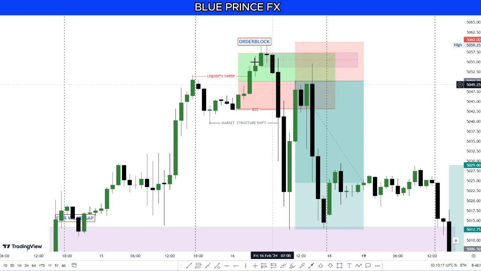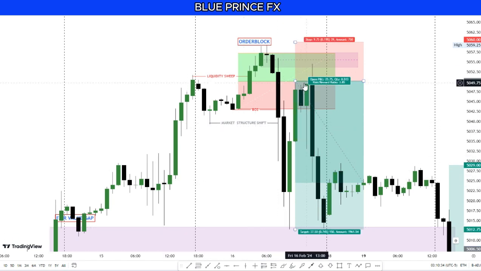You take your entry at the 50% of this entire order block, which is a series of up candles, and you hide your stop loss just above this protected high. It's a protected high because the market is now showing us that it's willing to go bearish, because we're now in a bearish market because of these relative equal lows and this market structure shift here. So that's your order block.